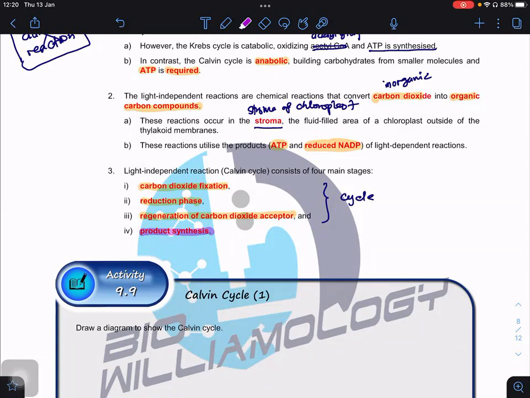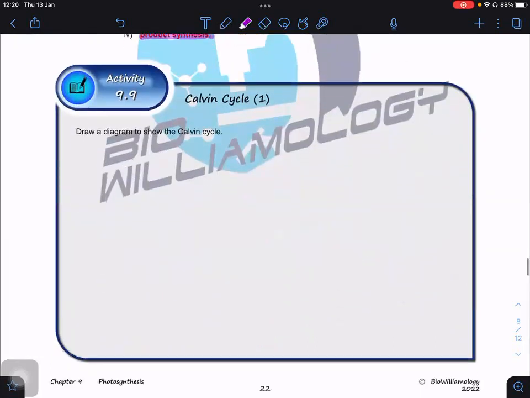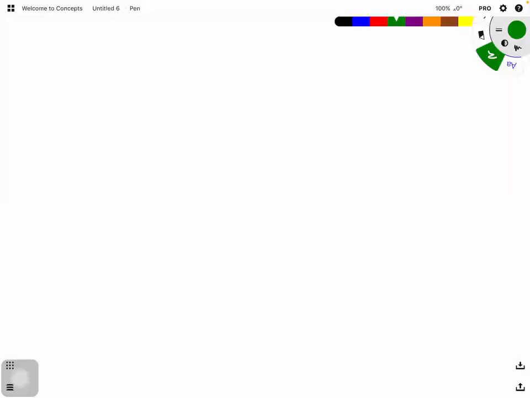Are you clear? Okay, so I'm going to draw this Calvin cycle for you, but don't draw anything yet because at the end I will do the modifications. So wait until I have done. Okay, so let us look at this Calvin cycle.